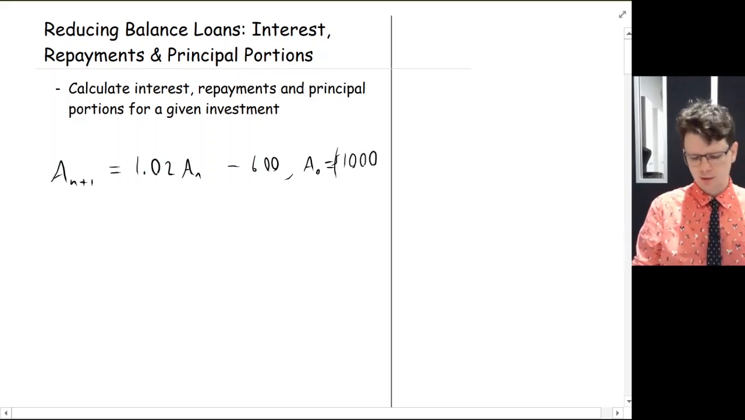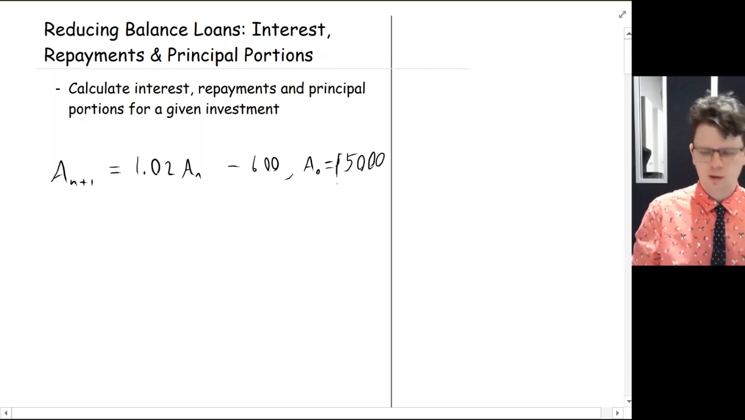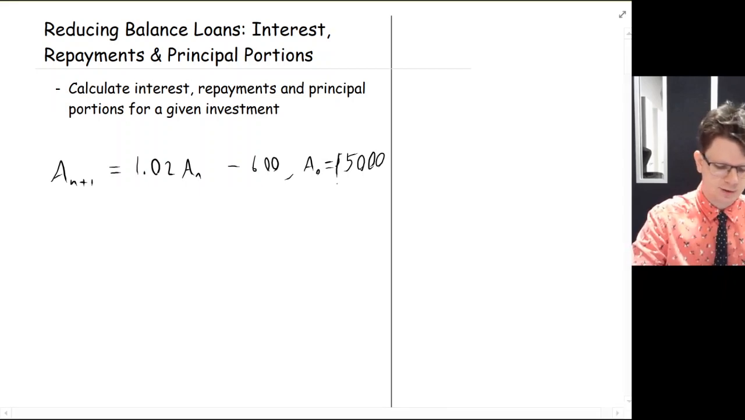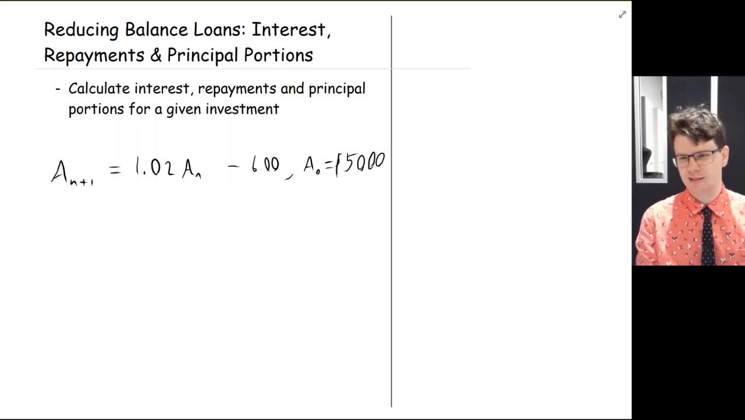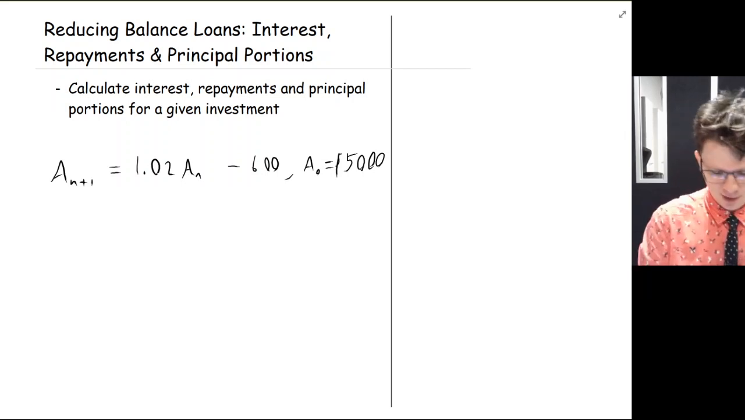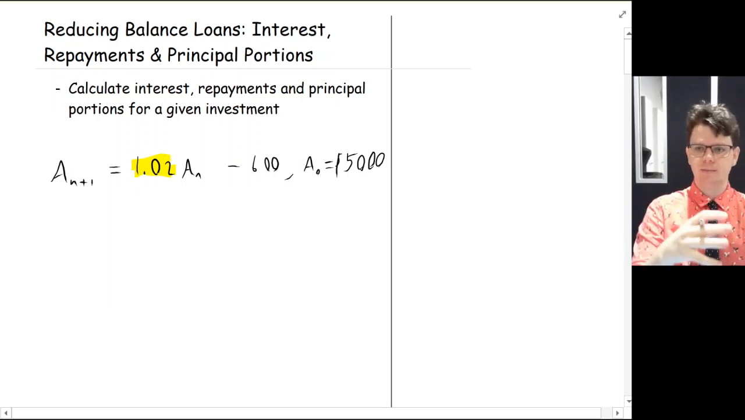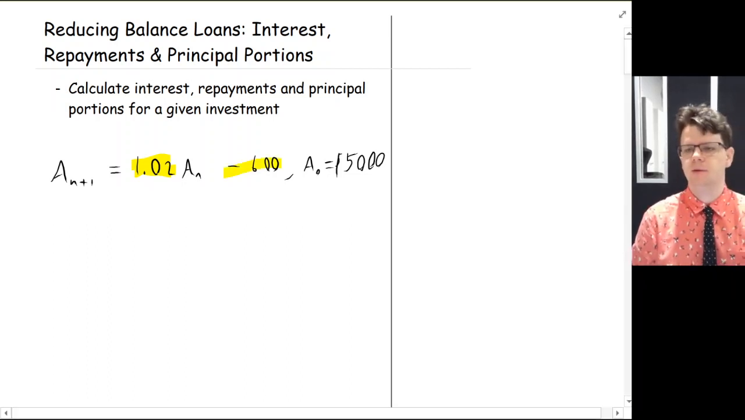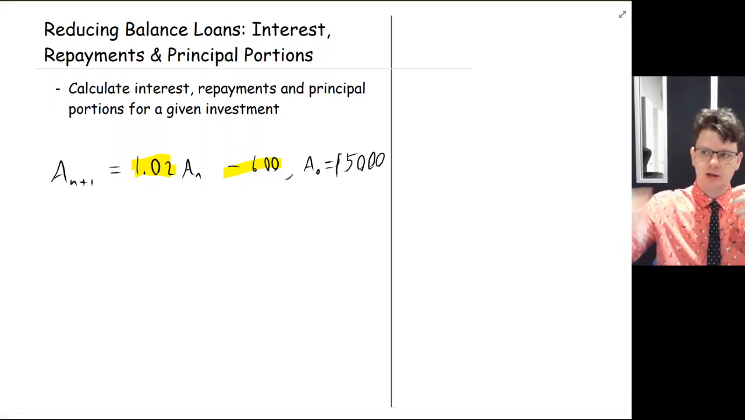Okay. Oh, maybe that's too big. We'll say $5,000. Alrighty. So, what is this telling us? Let's just remind ourselves what this all means. I'm going to say that this is, say, maybe a monthly repayment. So each month, the whole account gets a little bit bigger, and then it gets smaller by that amount. So it gets a little bit bigger, then it goes down.